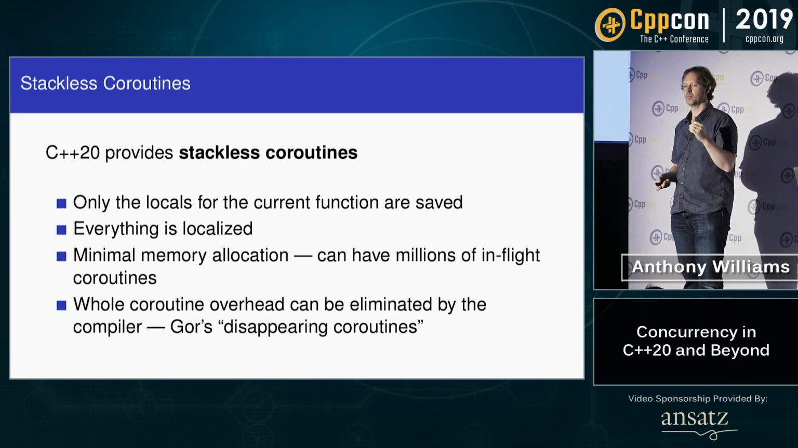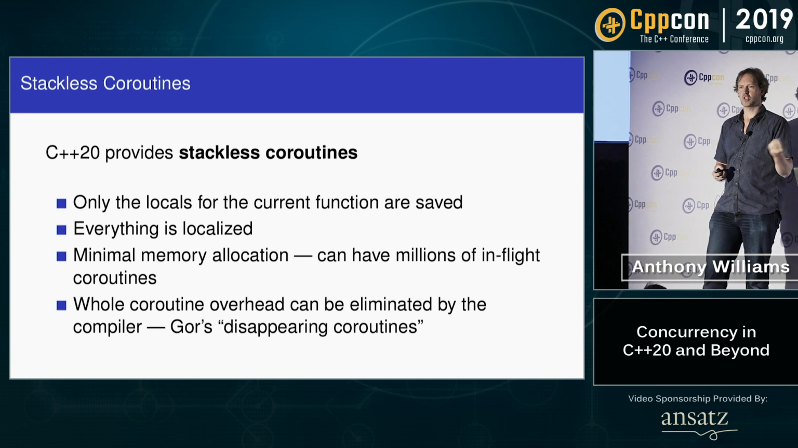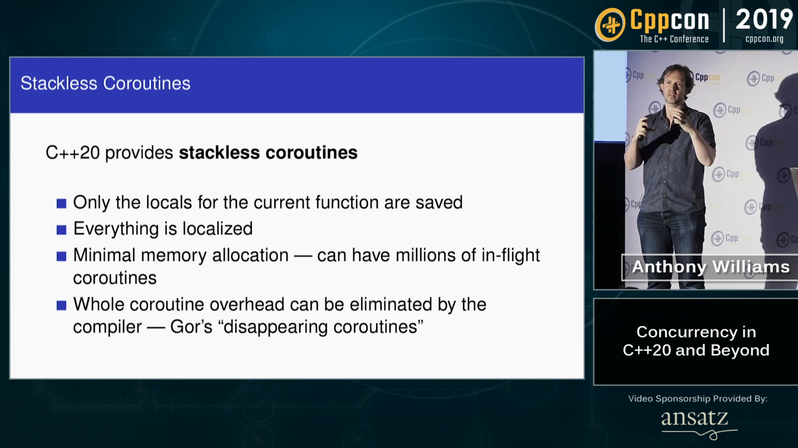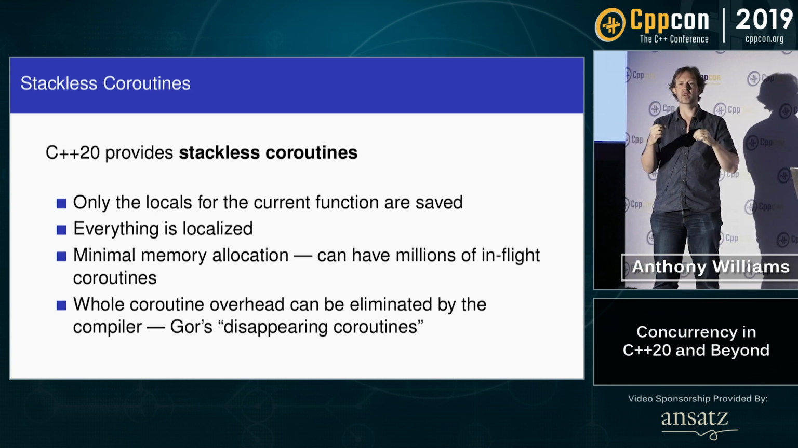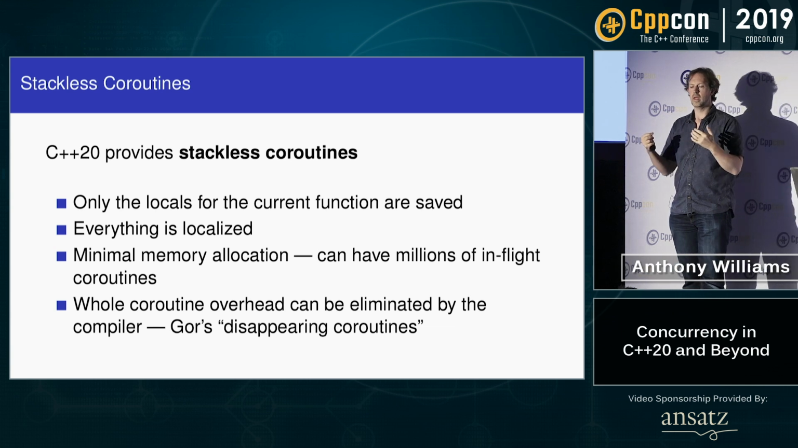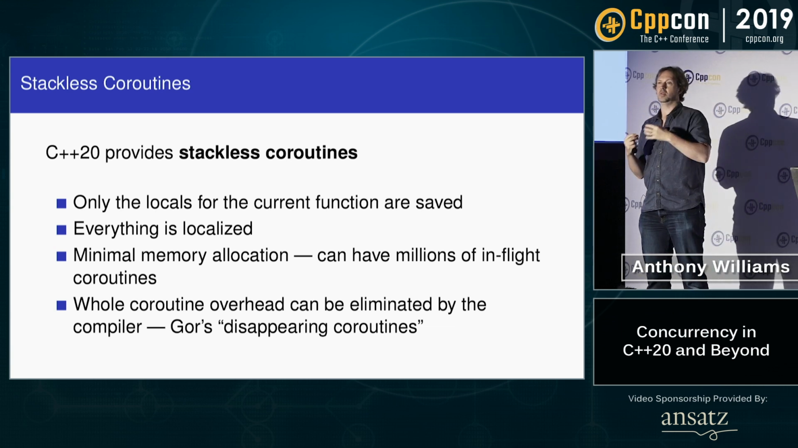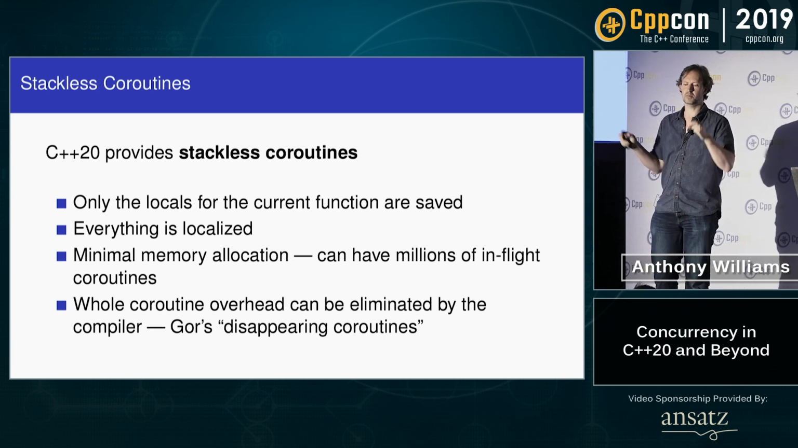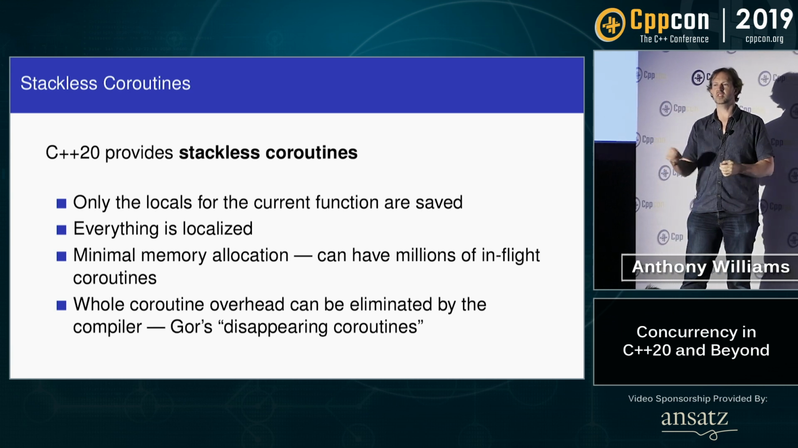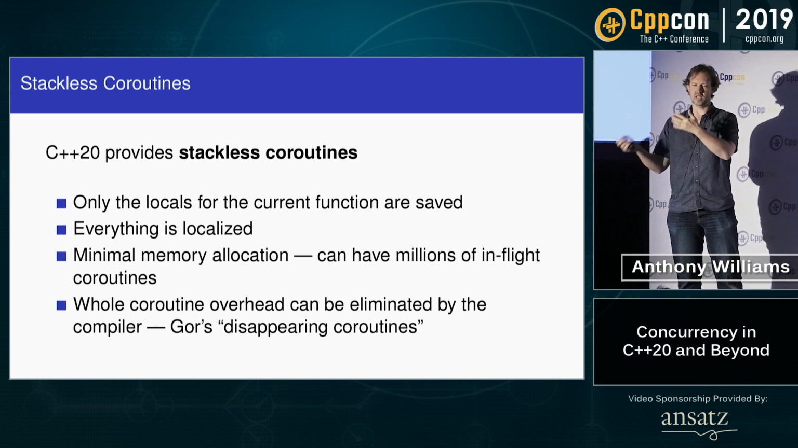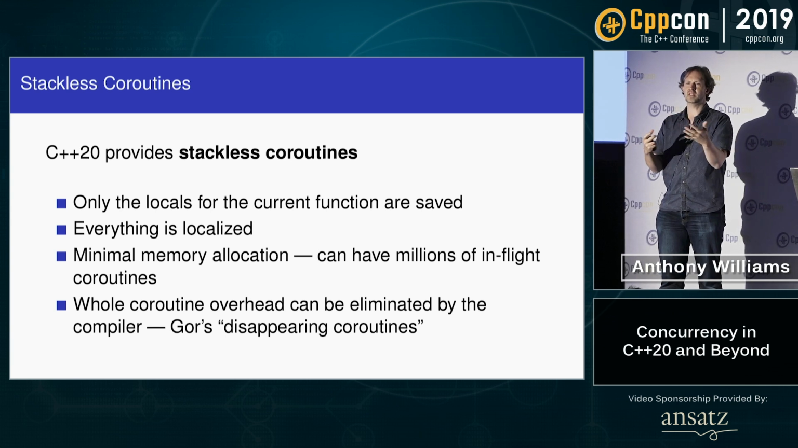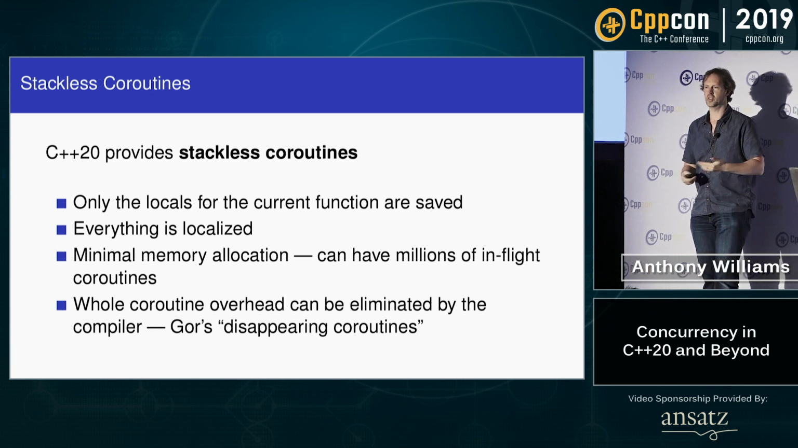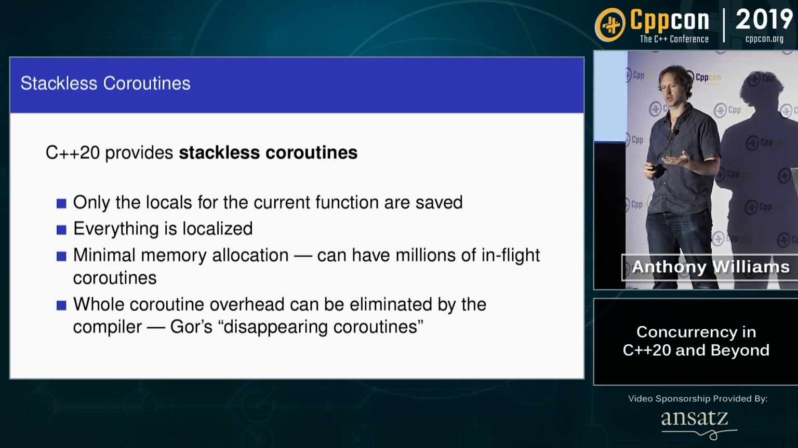In stackful coroutines, it would preserve the entire call stack, but C++20 is stackless, so it's only the local variables in the current function. This minimizes memory allocation, so you can have millions of in-flight coroutines if the coroutine itself has a small enough number of local variables. And sometimes the coroutine overhead can be completely eliminated. This is Gor's disappearing coroutines trick. So you can have a generator that generates a series of values using coroutines, and then when you look at the generated assembly language, where's my coroutine gone? It's just returned the sequence rather than actually doing any visible coroutine code.